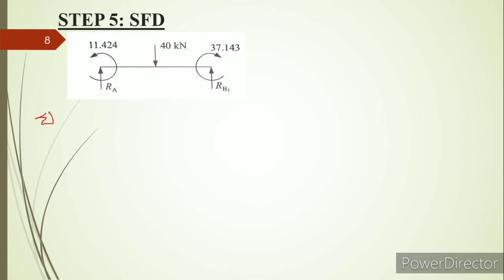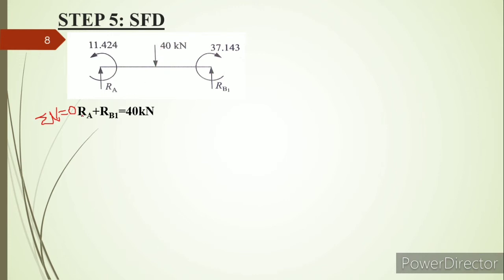So next one is the calculation of support reactions. First step, sigma vertical force is equal to 0, the summation of all the vertical forces equal to 0. First equilibrium equation: RA plus RB1 is equal to 40 kilonewton. RA and RB1 are reactions in the upward direction and 40 kilonewton is acting in the downward direction.